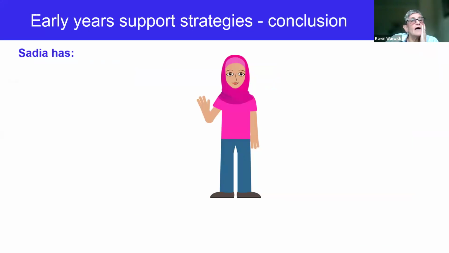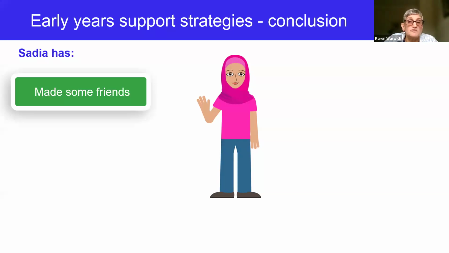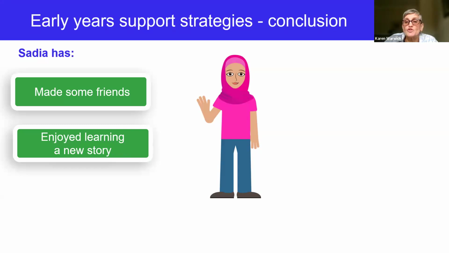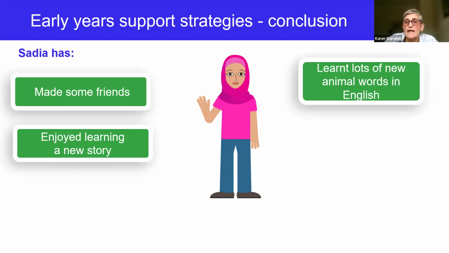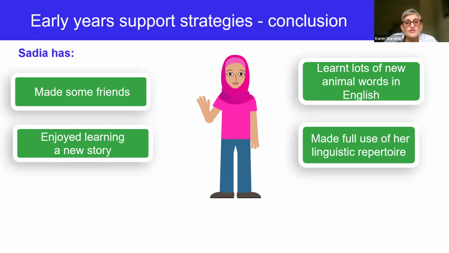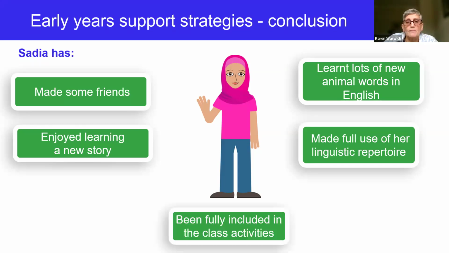So in conclusion, to my little fictional early years example case study, what has Sadia gained in the first few weeks of her term, of her start at school? Well, she's made some friends. She's enjoyed listening to a new story. She's learnt some new animal names and shared animal names in Urdu with her classmates and teachers. She's made full use of her linguistic repertoire as much as able. And above all, she has been fully included in all the class activities.